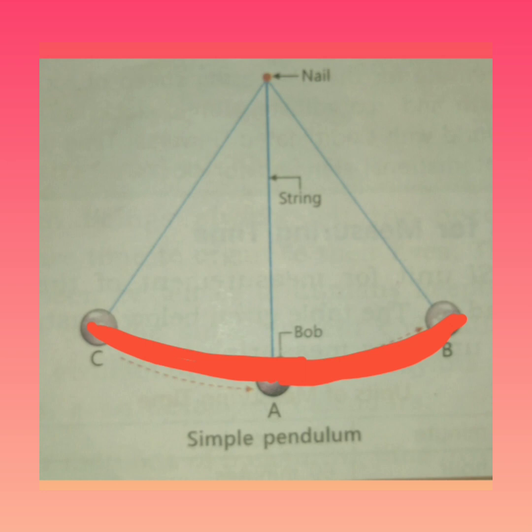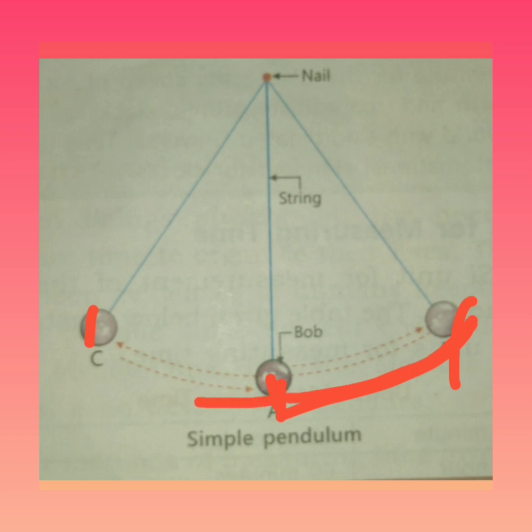Okay. Now amplitude. Amplitude means the distance by which a pendulum moves away from its mean position. From its mean position, how much distance this bob covers during its motion is called the amplitude.